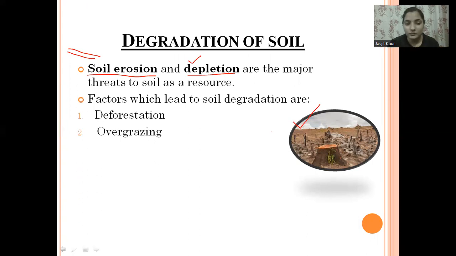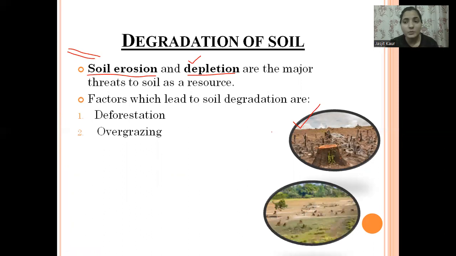The second factor is overgrazing. In overgrazing, animals eat the grass along with its roots. When the roots are also eaten by the animals, the land becomes barren and easily prone to soil erosion. So when there is heavy rain or high speed winds blow, the top layer will be easily eroded, and this will further cause degradation of the soil.